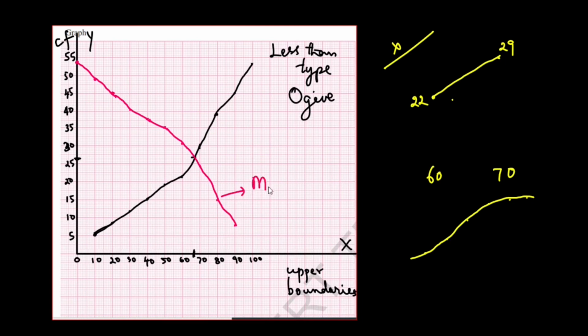This is the more than type ogive curve. The less than type ogive curve and the more than type ogive curve are intersecting at this point. This is the point for the median value. So here we are getting median value 66.4. So using the less than type ogive curve we can find the median value, or we can find it using the more than type ogive curve, or using both the ogive curves.